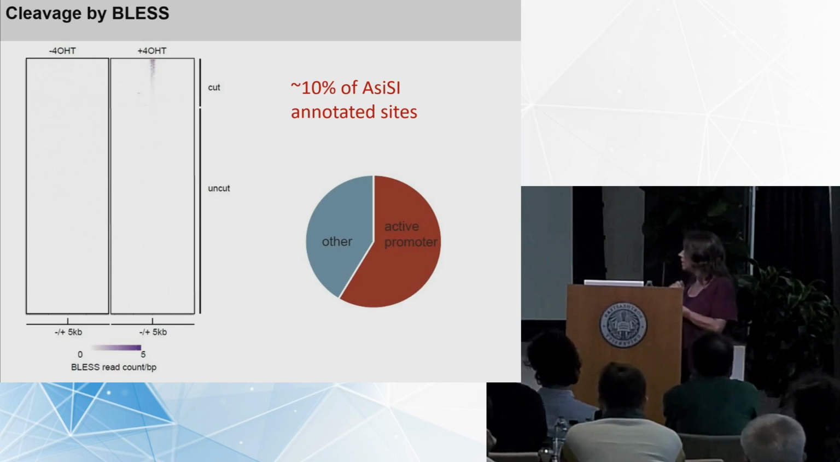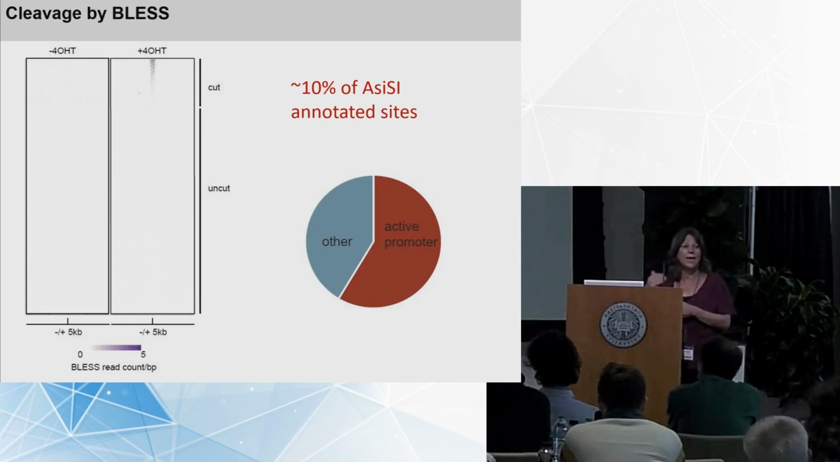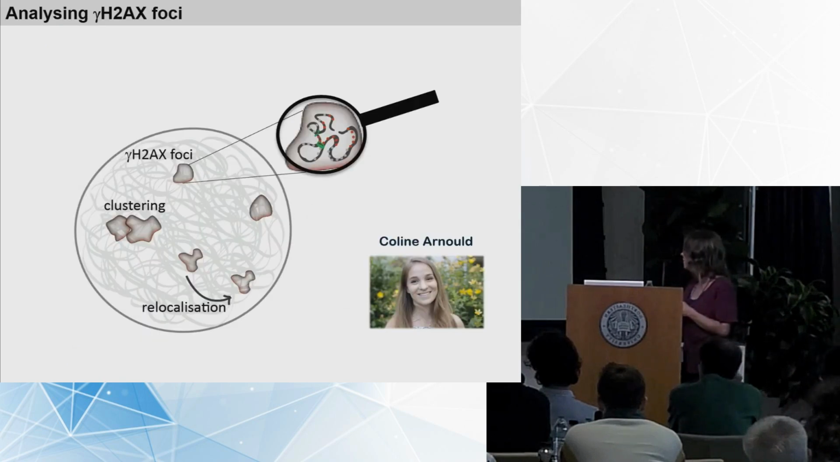But what is interesting is that more than half of those DSBs are actually lying in active loci, while some are lying in inactive loci and intergenic loci. So we can compare what's going on between all these different positions. Okay, so now let me present you briefly 3 different stories. I'm going to try to be quite short on each.